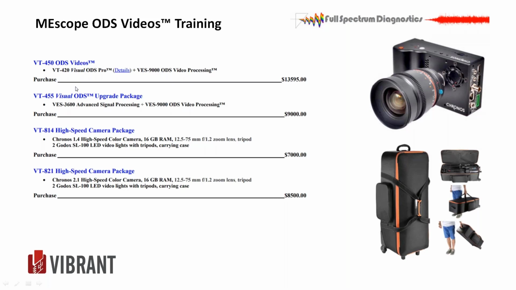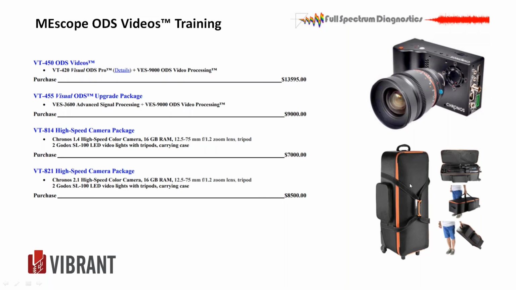If you have basic ODS already, if you own the Vibrant software and you just have basic ODS, you can upgrade that package. It gives you the right signal processing and then the video processing like above, and it basically turns it into ODS Pro. So now you've turned your system into a video package. You still have to pick a camera as well. Those two cameras are priced down below.